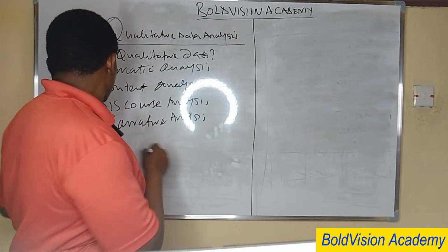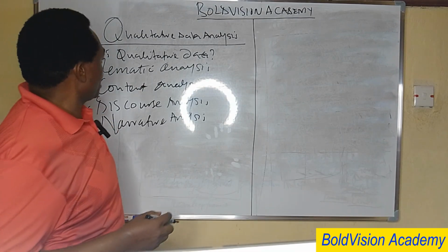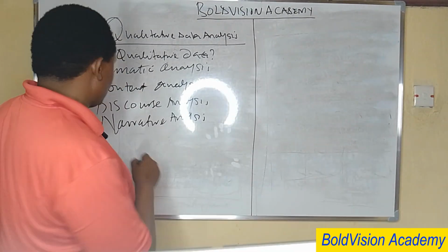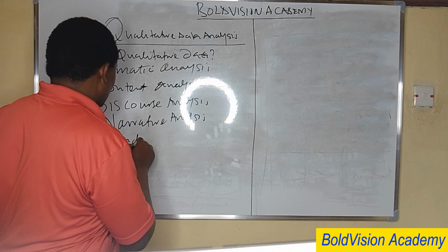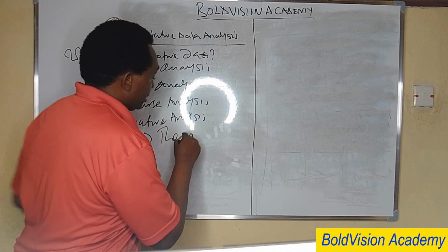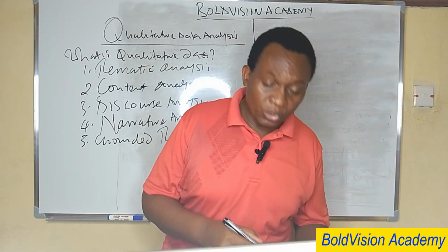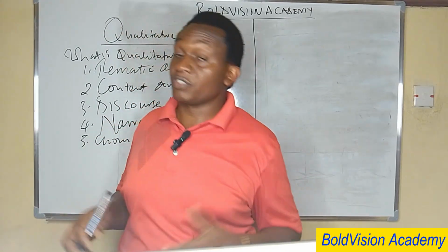That takes us to another method, number 5, the grounded theory. Grounded theory is used for developing new theories from the data.